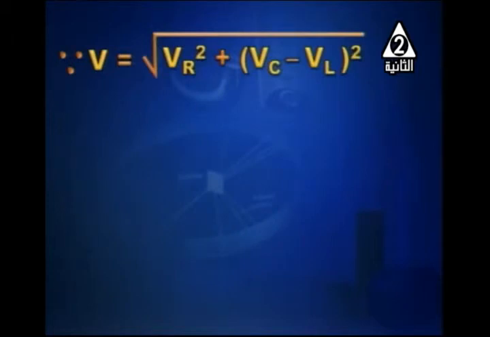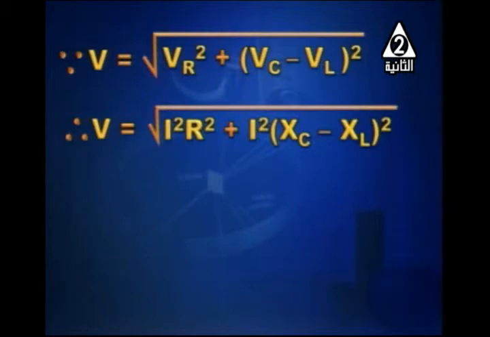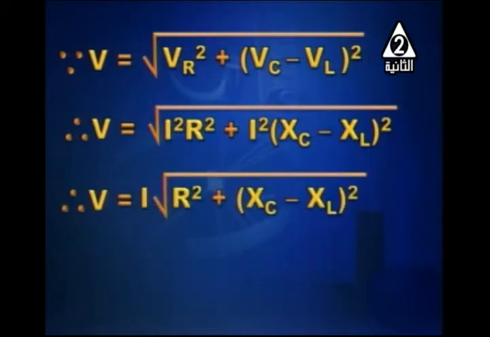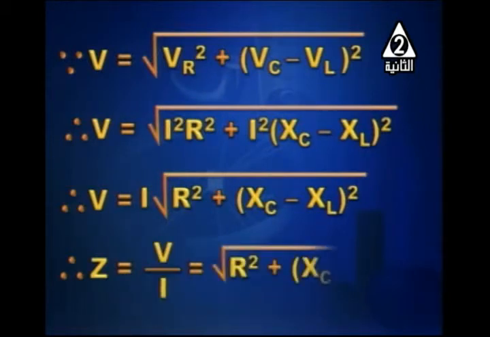Voltage is equal to the square root of VR squared plus, and now we'll start with VC minus VL all squared. So V is equal to the square root of I squared R squared plus I squared between two brackets XC minus XL squared. I is taken as a common factor. Square root of R squared plus XC minus XL all squared. So impedance equals V over I, and it is equal to the square root of R squared plus between two brackets XC minus XL all squared.